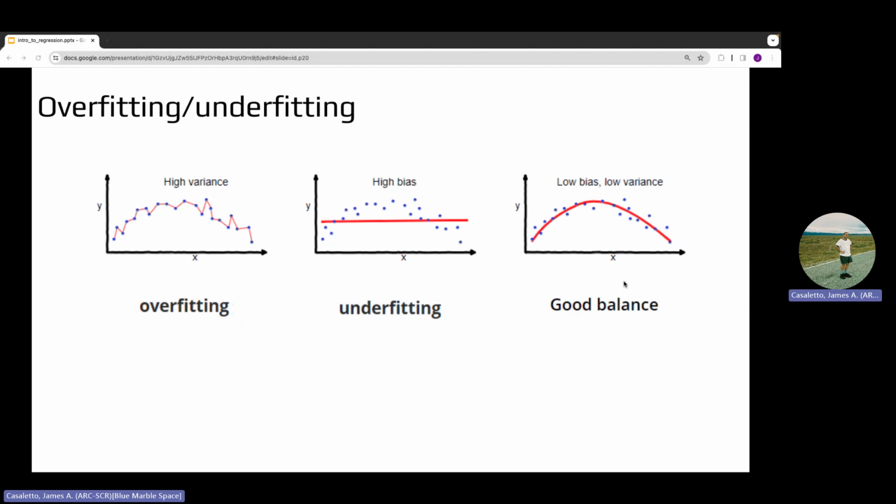The model on the right is just right. It balances some bias and some variance in the model, but not too much of either one so as to not overfit or underfit.